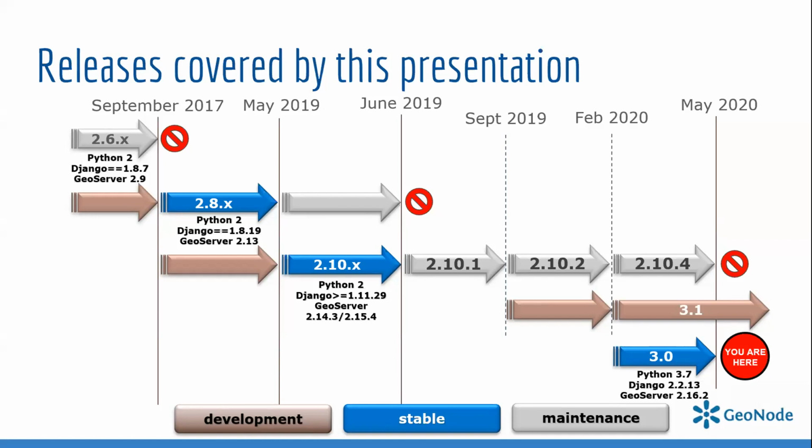So as you can see, release 3.0, the first release, has been released in May 2020, along with the last one of the 2.10 train. And hopefully very soon we will also release the 3.1 version, which contains very interesting new features.